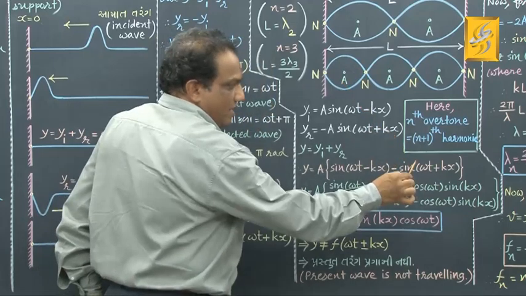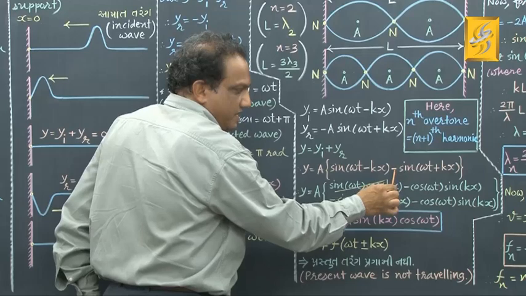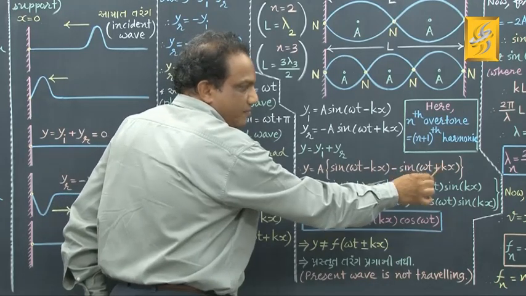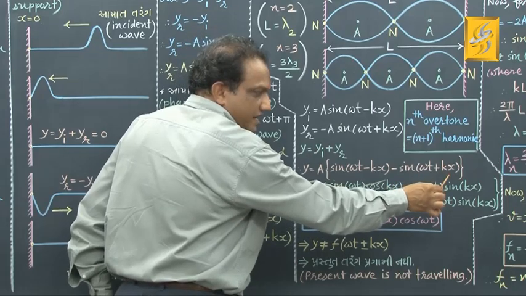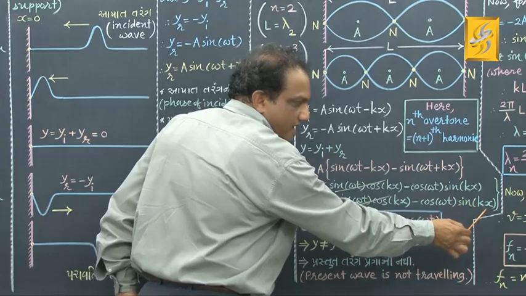Fine. And now here, sin omega t cos kx, but outside it is minus sign. So I am writing minus sin omega t cos kx. Then inside it will be cos omega t sin kx, but outside it is minus. So minus cos omega t sin kx.